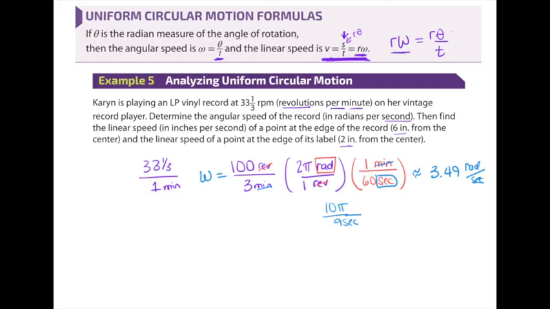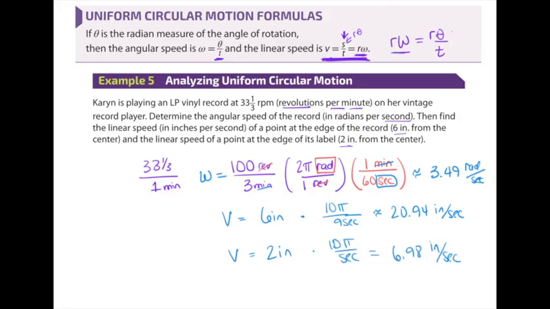So for the first linear, they want us to use 6 inches. So what am I going to do? Well, I'm going to multiply 6 times my omega. And you're going to get approximately 20.94 inches per second. The second one they want us to find is if it were 2 inches away, we're going to take that same omega that we found and multiply it. We're going to get approximately 6.98 inches per second.